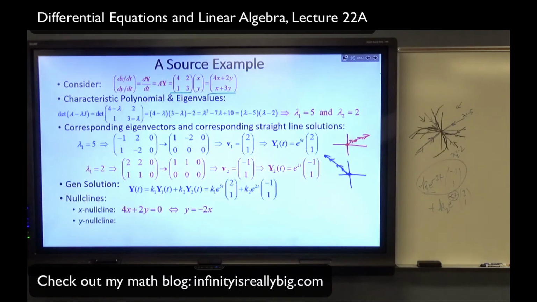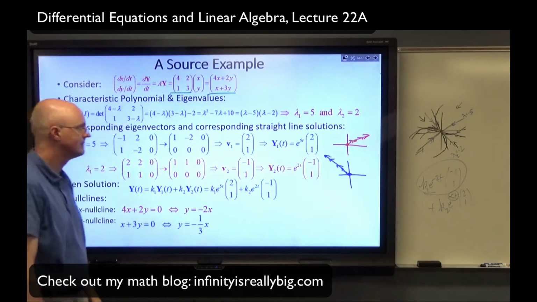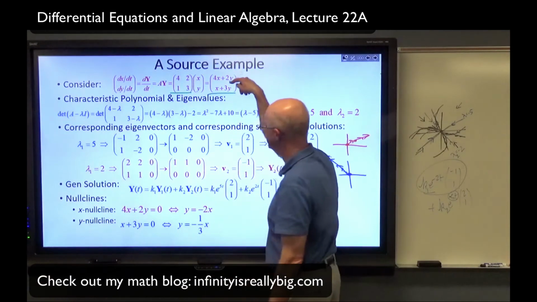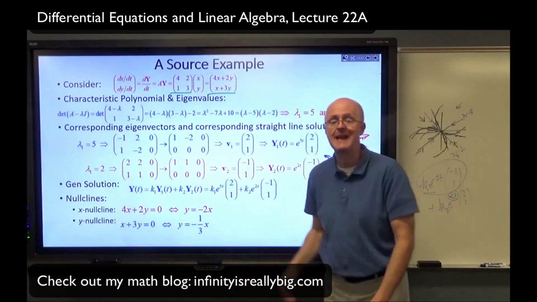Nullclines are actually the same as before as well. Think about these being 0. If you solve for y as functions of x, you get the exact same nullclines.